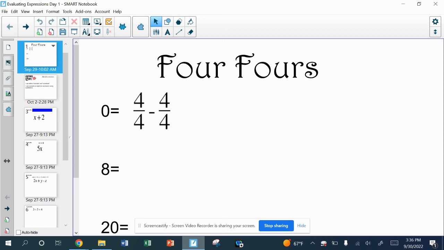Hello again, math students. Today, let's warm up our brains a little bit. I want you to try to get different numbers using 4 fours. So I've got an example done for you already.